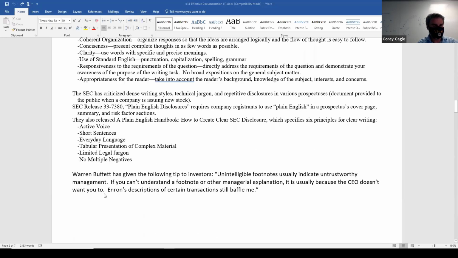And I pulled this quote from Warren Buffett. Warren Buffett said he's given this tip to investors. I thought it was interesting. He says that unintelligible footnotes in the financial statement package usually indicate untrustworthy management. If you can't understand a footnote or other managerial explanation, it's usually because the CEO doesn't want you to. Enron's descriptions of certain transactions still baffle me. So this is from Warren Buffett. So you don't want to lose credibility. Well, that doesn't make sense. I don't trust this person.